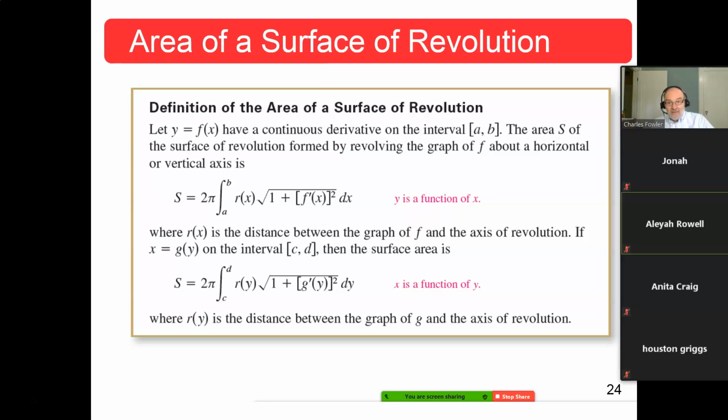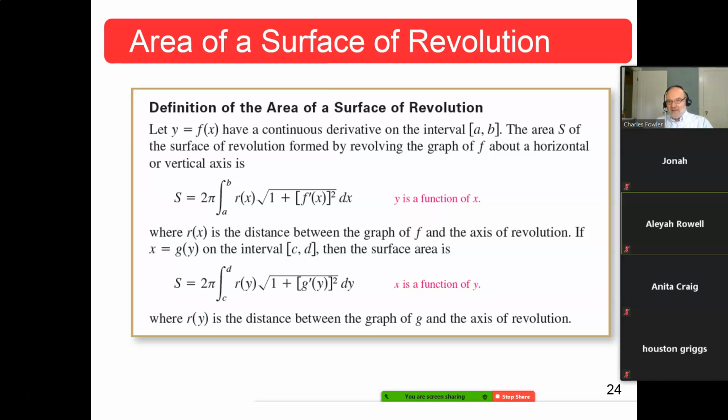Now it may be that that's just the x-axis, and then that would be your f of x, okay? But if it's anything other than the x-axis, then you have some r of x, okay? Where r of x is the distance up between the graph and the axis of revolution. Doesn't matter where it is. Now that's if it's a horizontal, okay?